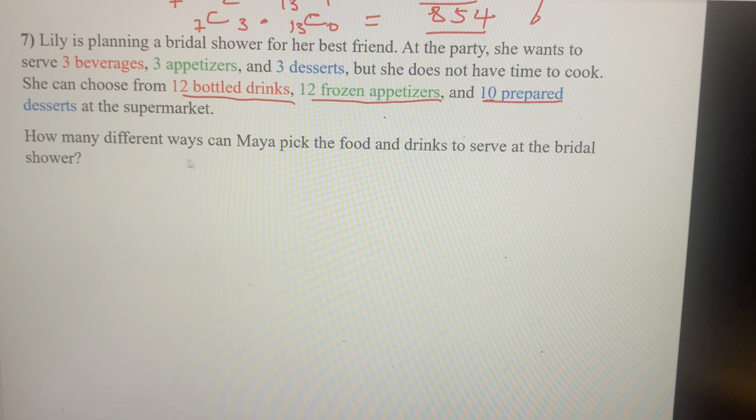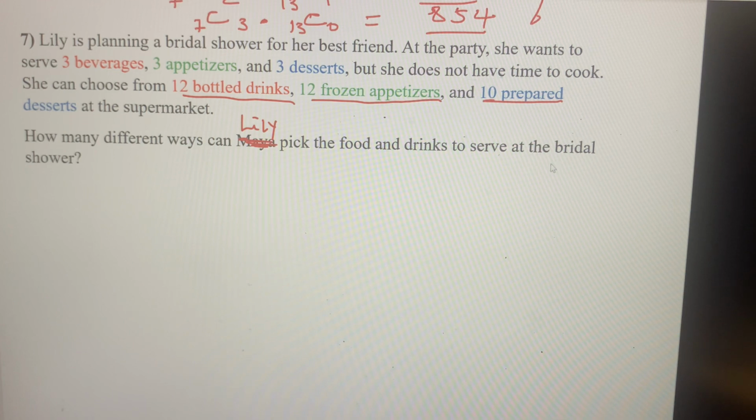So how many different ways can Maya, I mean Lily, pick the food and drink to serve at the bridal shower?